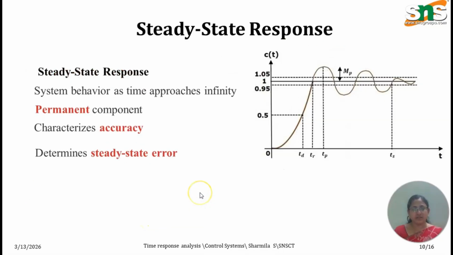Now let us see the steady state response of the control system. The steady state response represents the system behavior as time approaches infinity. It is the permanent part of the response and helps us measure the accuracy and steady state error of the system. A good system should have minimum steady state error.